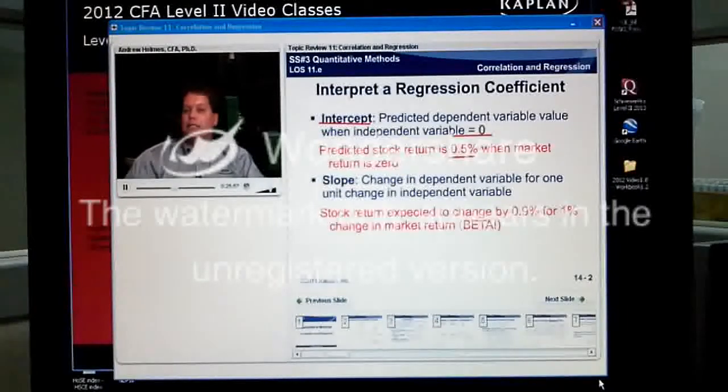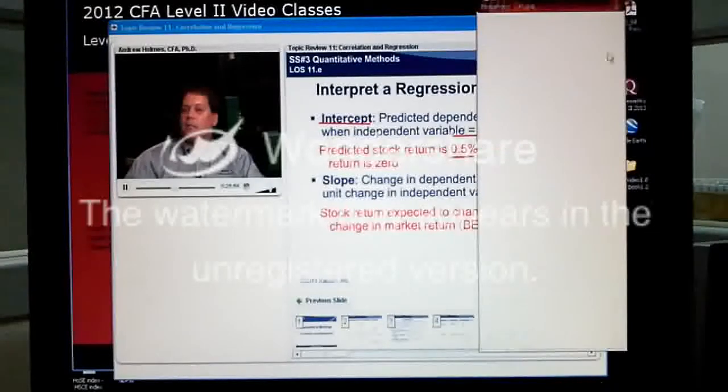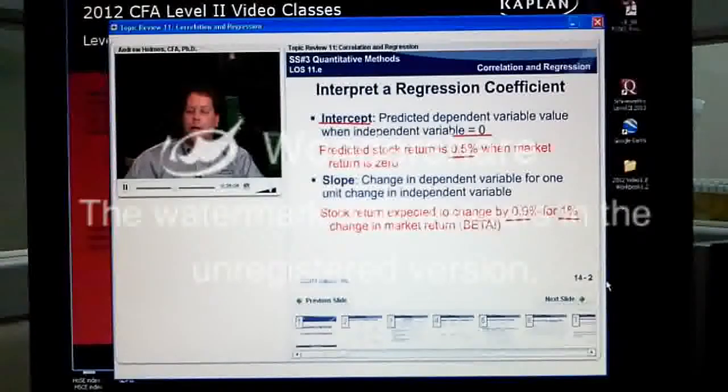What this is telling us is that if the return on the market goes up by 1%, then we would expect a change of 0.9% times this 1% for the change in the stock. This, by the way, is also how we estimate the beta that we use so much in the capital asset pricing model, which is, in my thought, the most used formula on the exam. If you don't remember the CAPM from Level 1, then don't worry about that, because we're going to see it in a couple of different contexts here in the Level 2 curriculum.